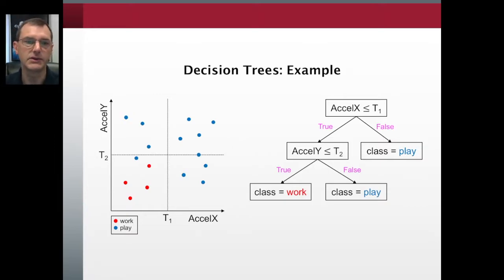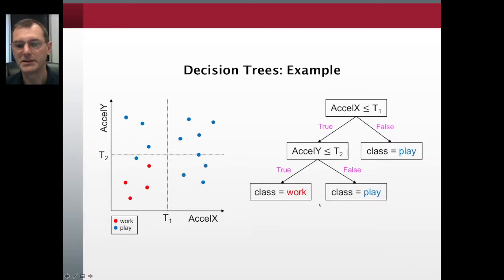In this case, if we assume this is the data that we are trying to learn from, the data is represented by two features, the x and y acceleration, and we see the 12 blue ones here classified as activity play, and we have 4 classified as activity work. Now, the question is, can we learn a decision tree like this that would allow us to predict the correct class values for this data?